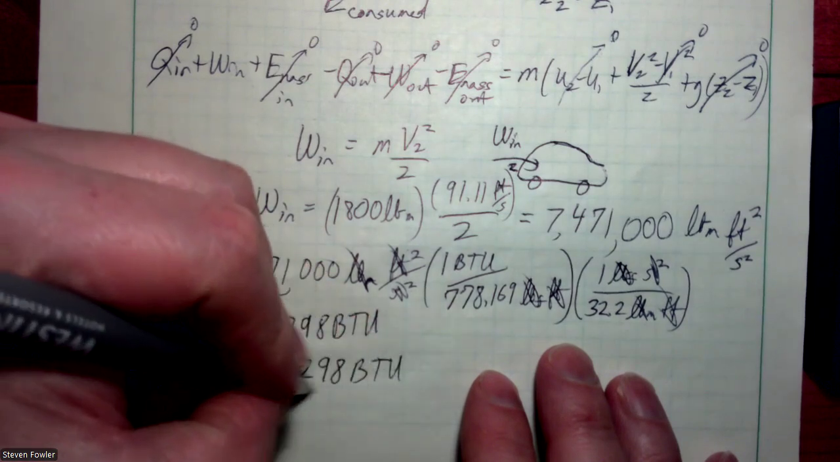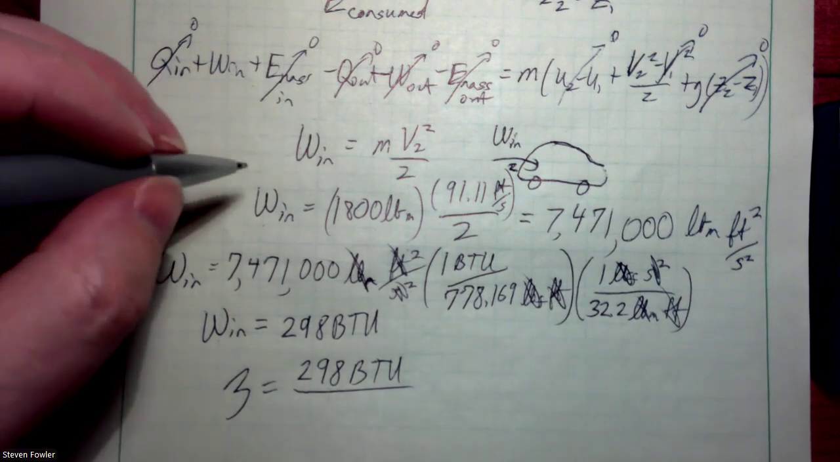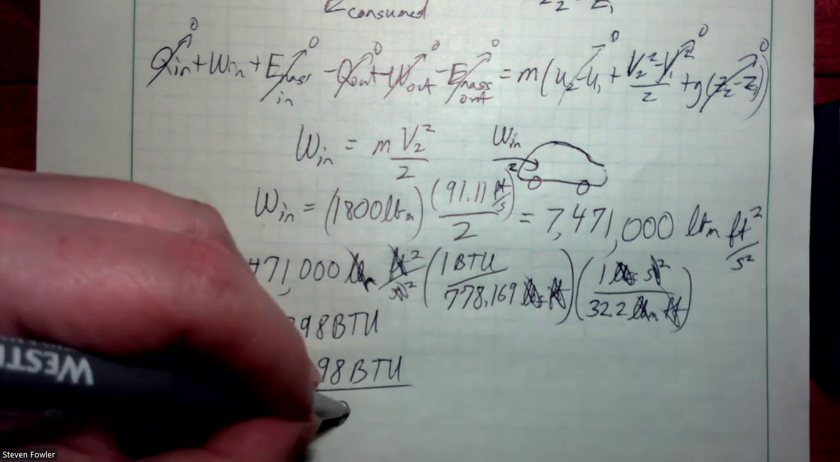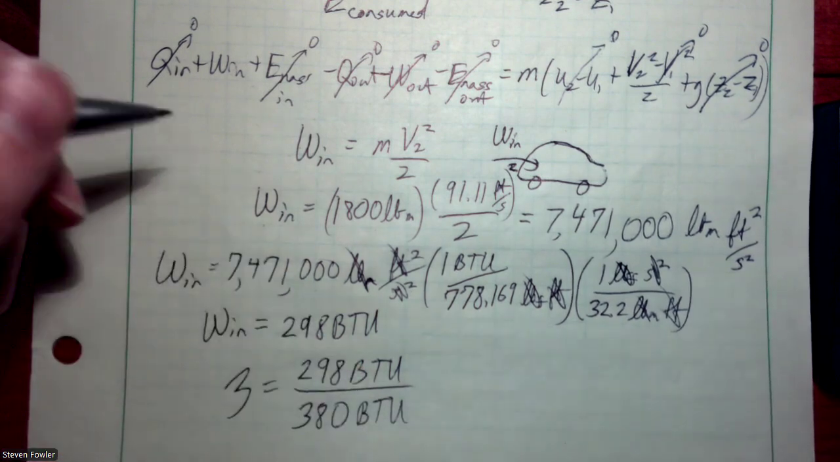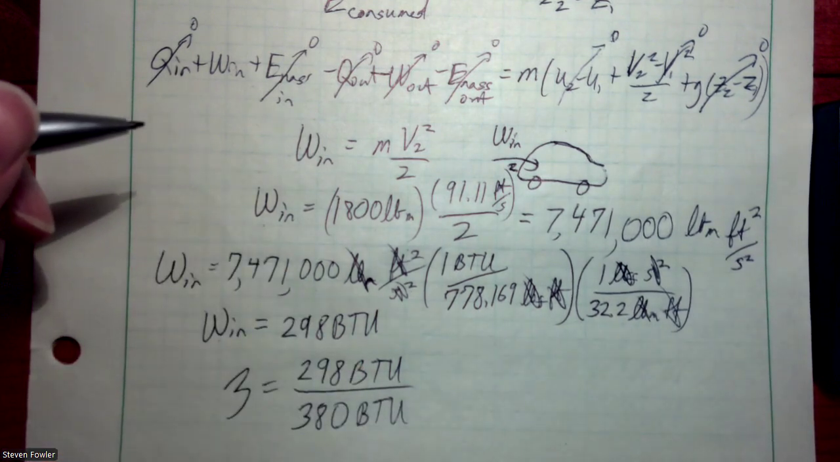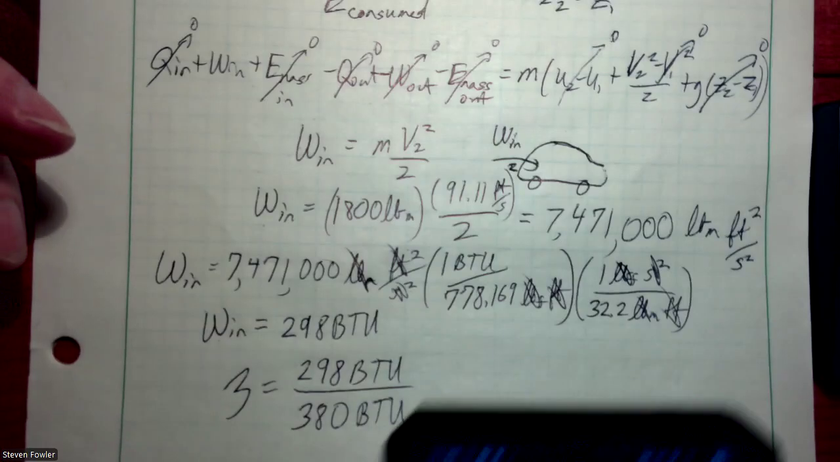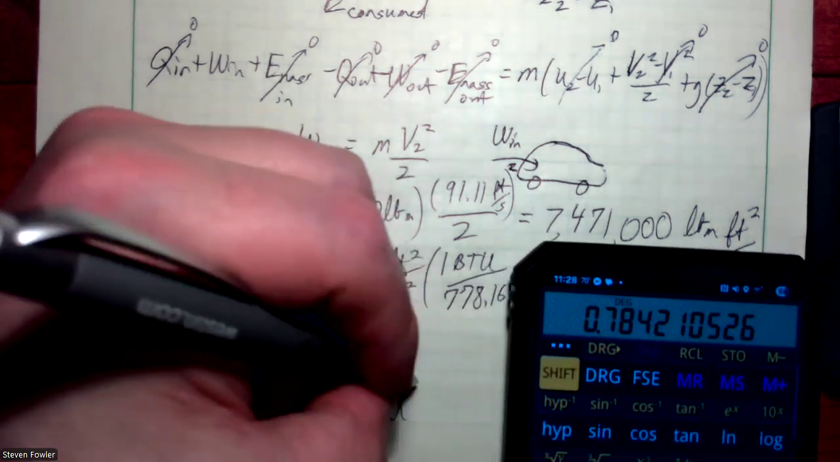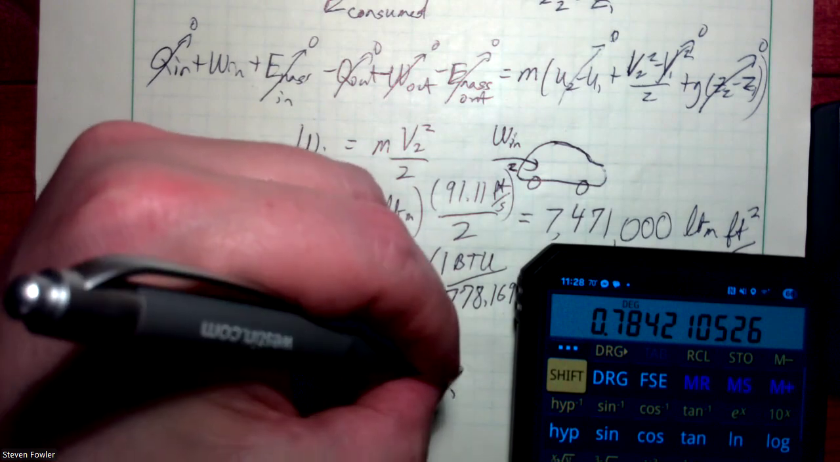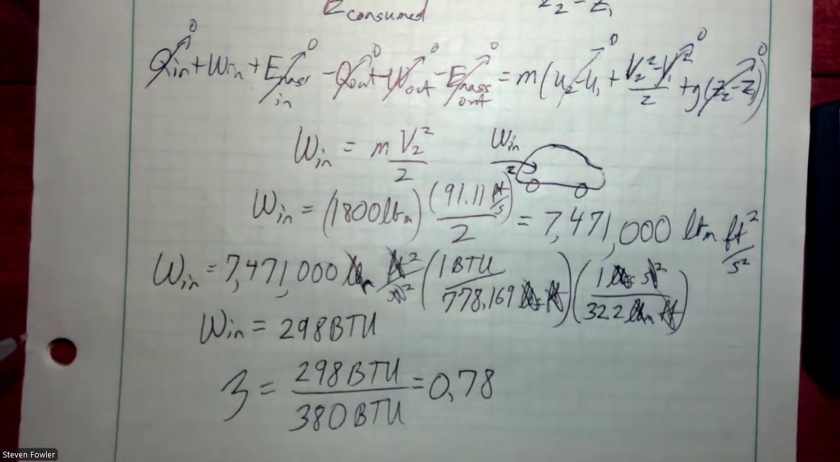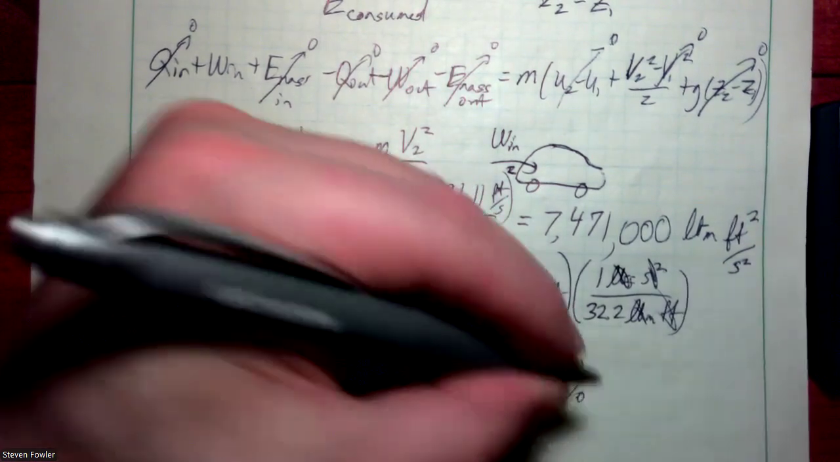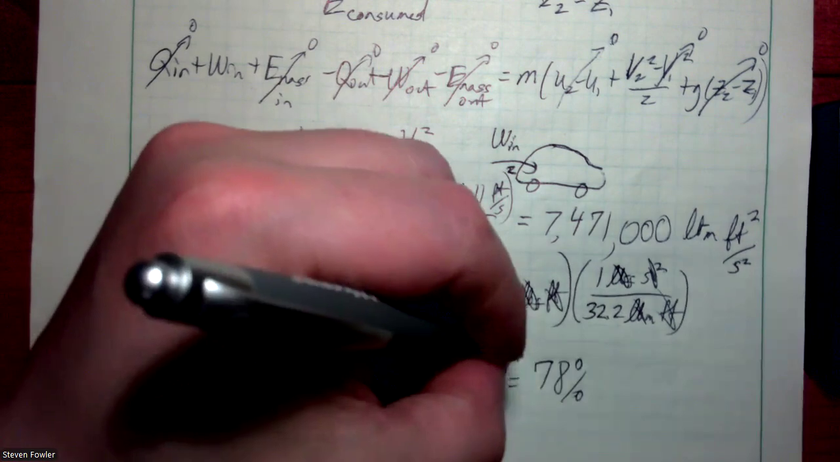That's my expected small number. That's the absolute minimum amount of energy required to get this car up to speed, divided by the amount of energy it actually is using to get up to speed. That's 380 BTUs. And so you can see that 298 divided by 380 is about 0.78, or about 78%. And that's our answer.